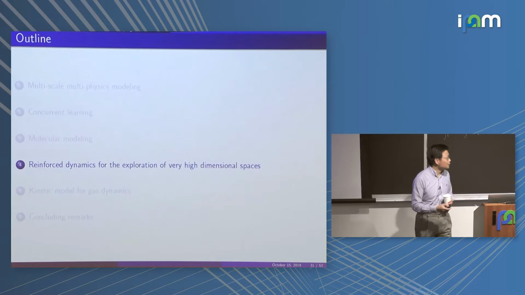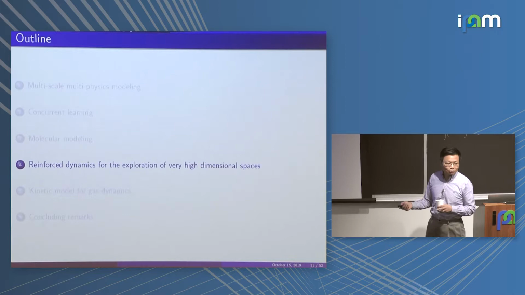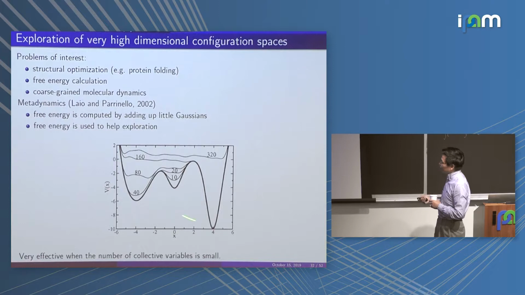That's the first example. The second example I want to talk about is like protein folding. Here you need to explore very high dimensional spaces, and you need to compute the free energy on that very high dimensional surface. And a well-known example is metadynamics, developed by Laio and Parrinello.